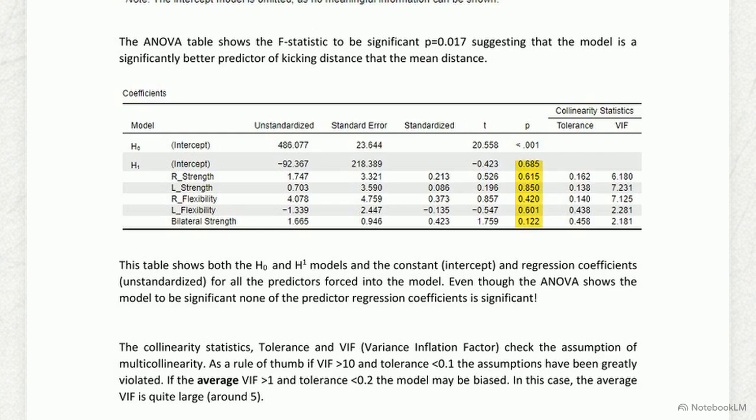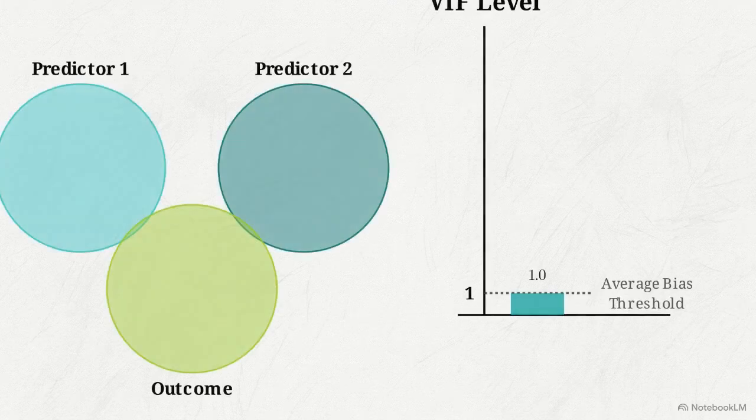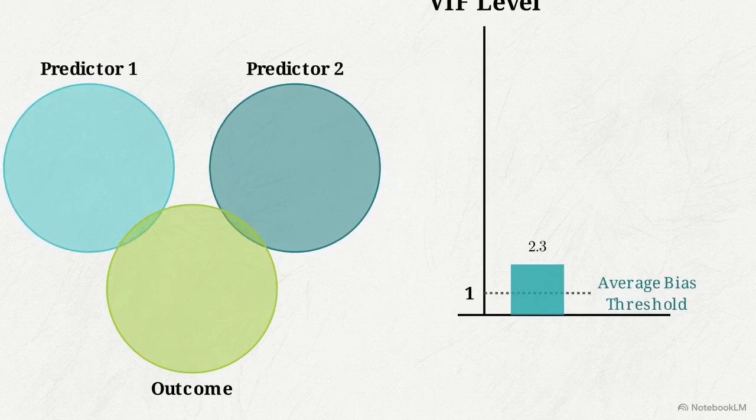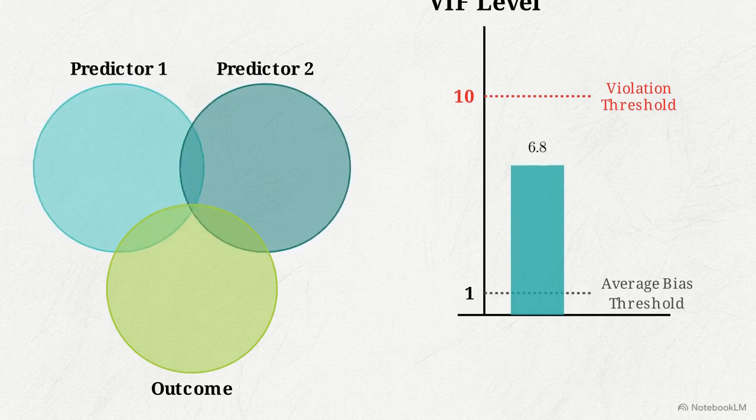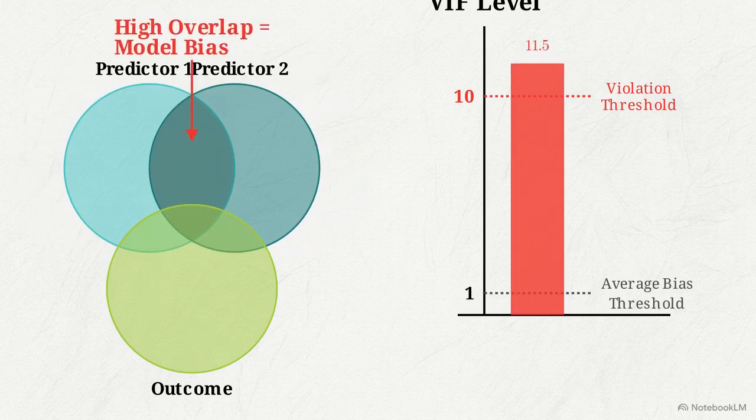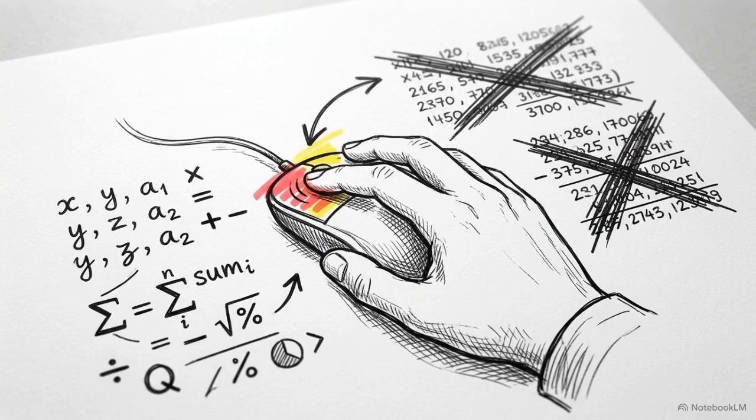This occurs because of multi-collinearity. When predictor variables are too highly correlated with each other, they obscure each other's individual impact on the model. We can identify this in the variance inflation factor, or VIF column. Notice the high average, which sits around 5. The thresholds here are rigid. An average VIF above 1, or any single VIF above 10, indicates the model is biased by overlapping variables. The default Enter method failed because it blindly forced redundant data together.